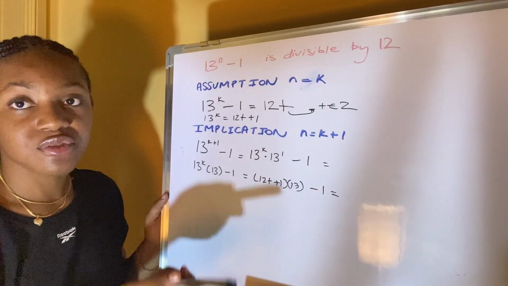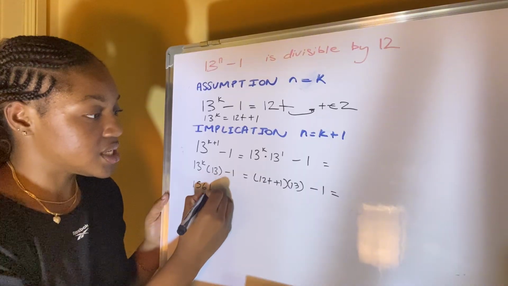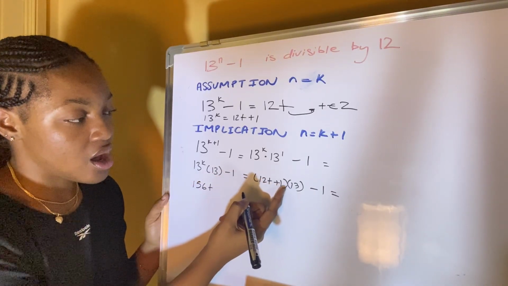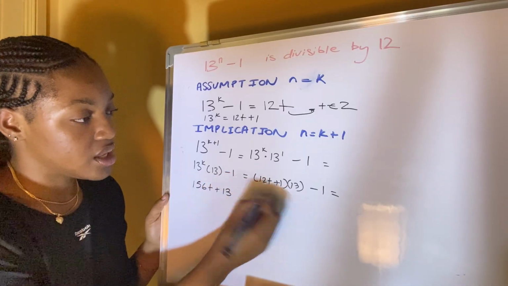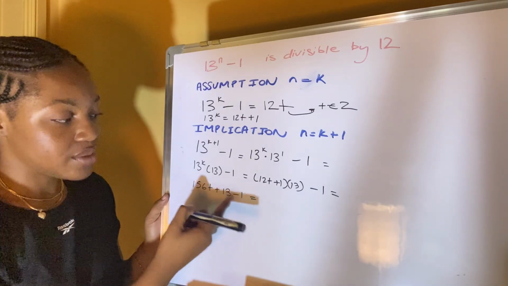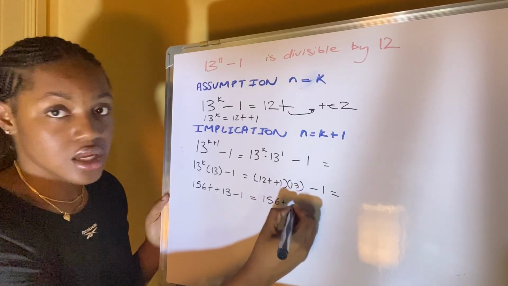I'm going to multiply these. So what is 12 times 13? This would give us 156t, because we have the t there. And then we're going to have 13 times 1, that would be 13. And of course, we'll have the minus 1. 13 minus 1 would give us 12. So we're going to have 156t plus 12.